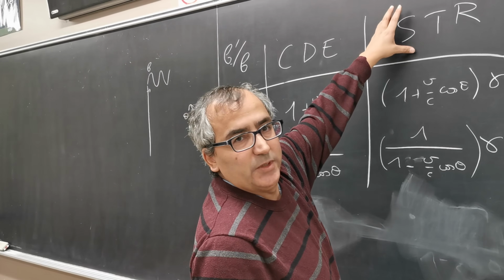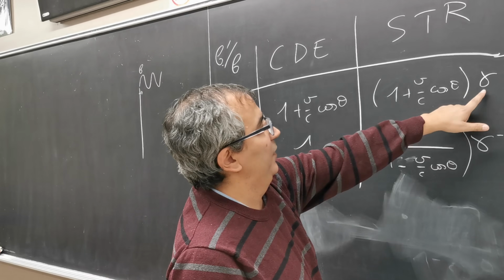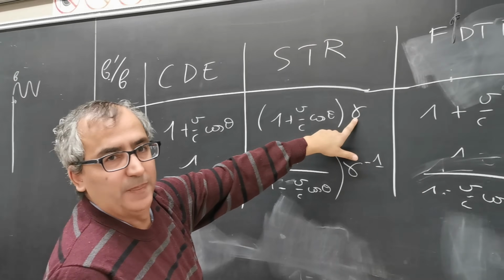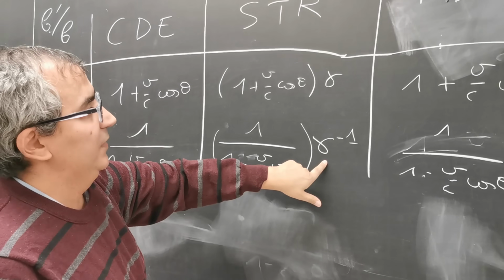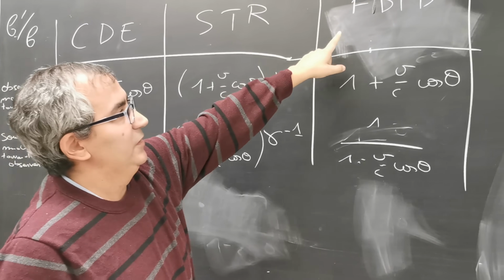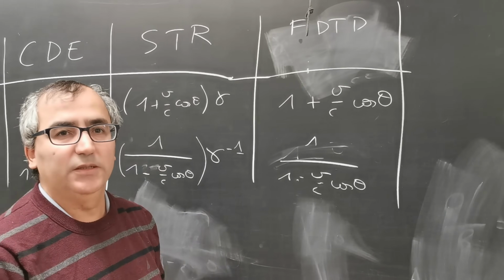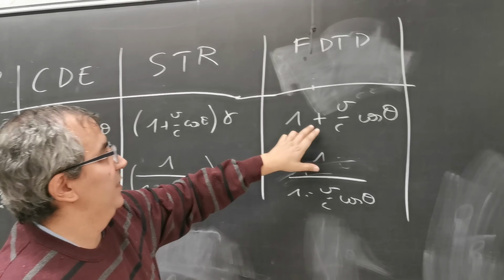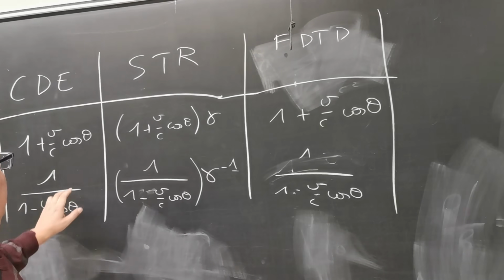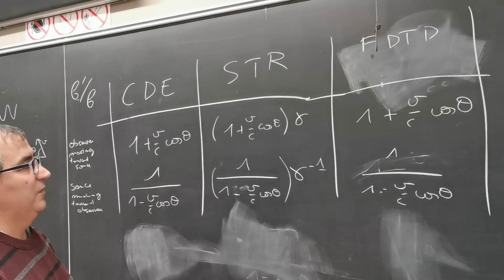And this is a formula from the special theory of relativity. The difference is the presence of the gamma factor, and here we have the inverse gamma factor. And this is the solution when you resolve Maxwell's equations directly without any space-time transformation. We will get the same solution that we have for the classical Doppler effect formulas.